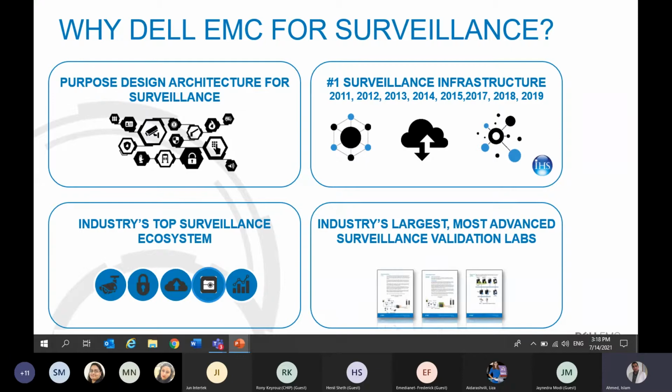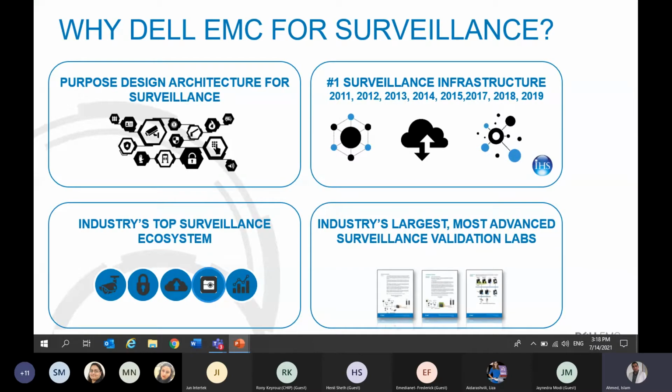And of course, the industry's largest, most advanced validation labs. With Dell EMC, you can find all the documents that can support your architecture. When you have a solution, when you have a design, and you need to provide it to your customer, you need something to back you up. You need something that will tell the customer my design is right, my design is practical, my design is the best. And in order to do that, you have to get valid documents.